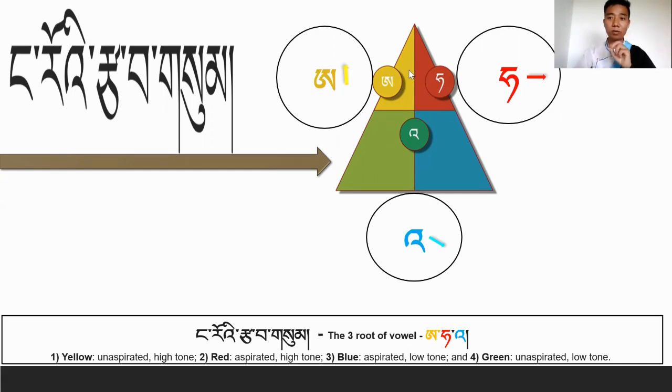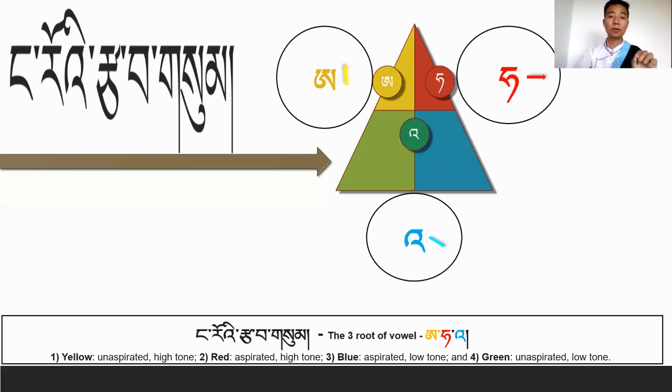Also, there is one difference, and that is aspiration and unaspiration. This left side, yellow and green, is unaspirated, and the right side, red and blue, is the aspirated one. So the green and the blue one are basically the lower tone, but the difference is aspiration and unaspiration.